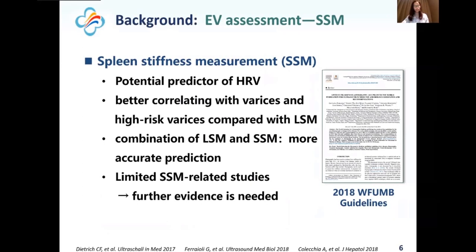The 2018 elastographic guidelines put forward that spleen stiffness measurement (SSM) is a potential predictor of high-risk varices. Several studies have reported that SSM may correlate better with high-risk varices compared with LSM, and the combination of LSM and SSM may make the prediction of high-risk varices more accurate. Spleen stiffness measurement appeared later than LSM and is also more difficult than LSM. Thus, studies related to SSM are limited and more are needed.